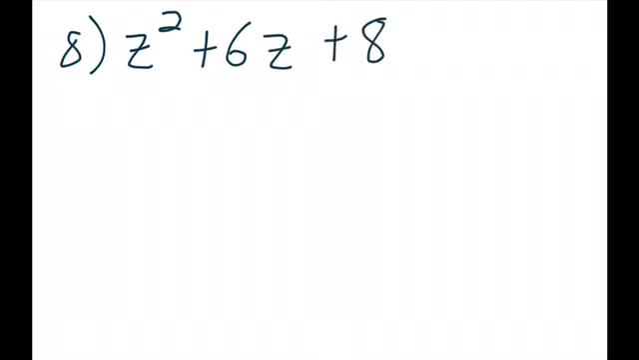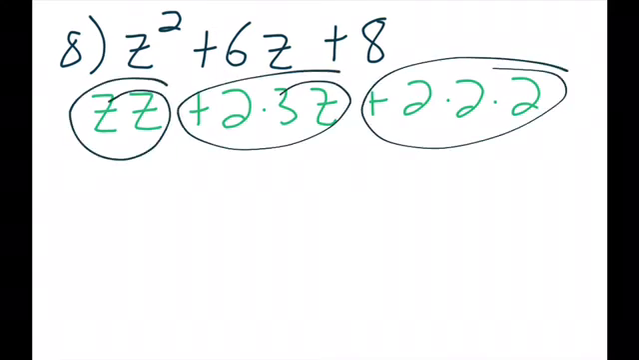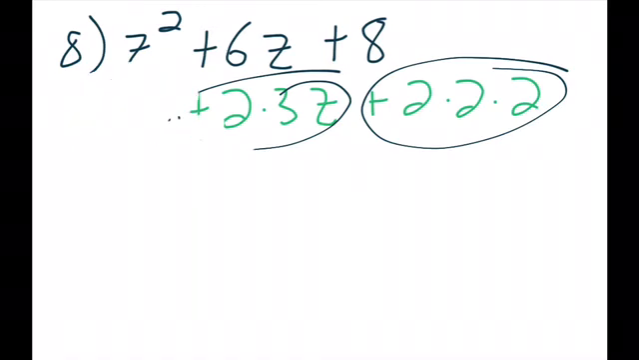Number 8 is z squared plus 6z plus 8. The first thing I need to decide is, is there a GCF? Well, I have z times z, plus 2 times 3z, plus 2 times 2 times 2. And I can see that none of the terms, this is a term, this is a term, this is a term, have anything in common. So there is no GCF. So the answer to that is no.